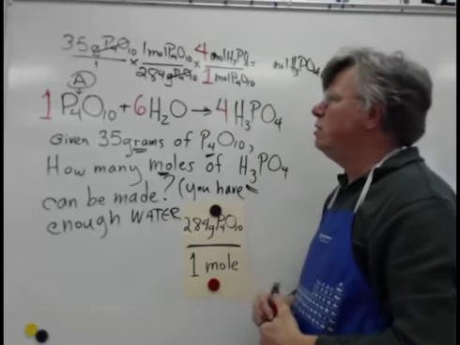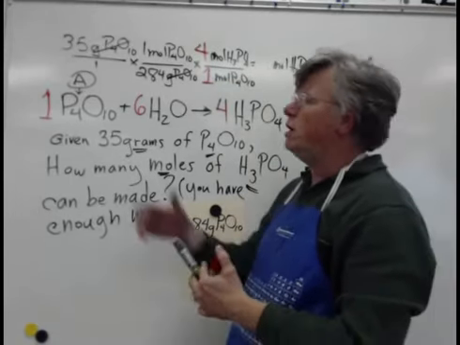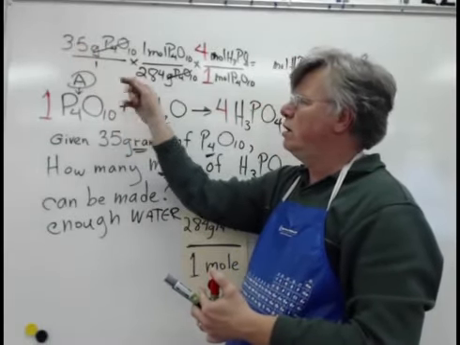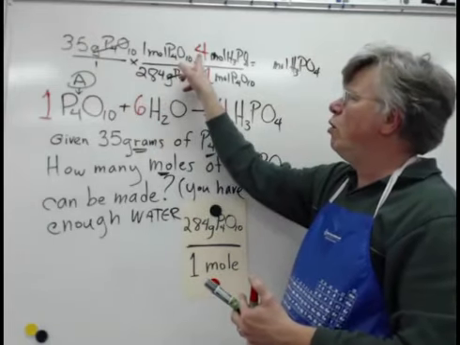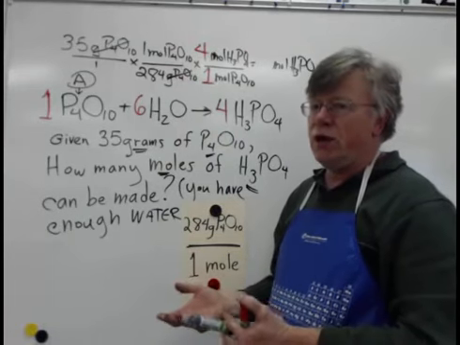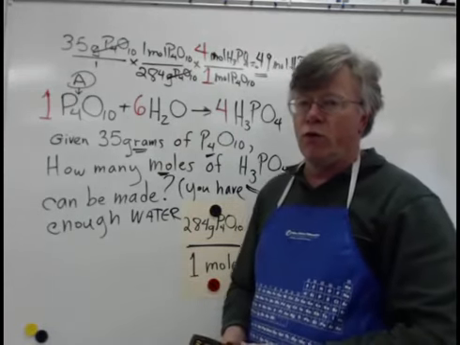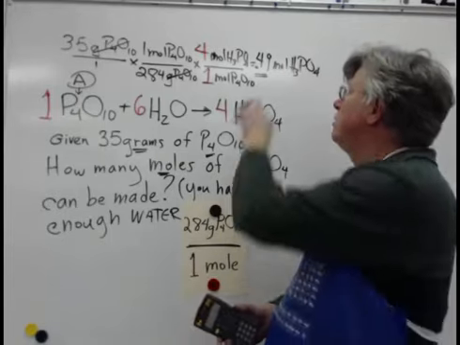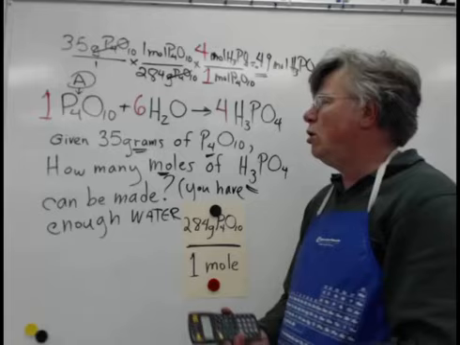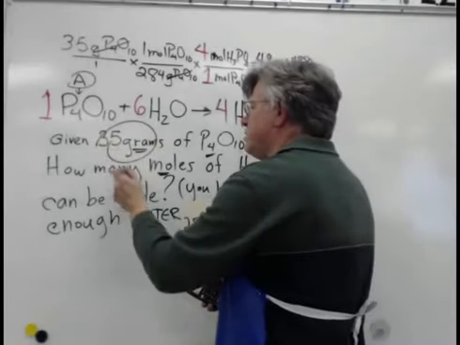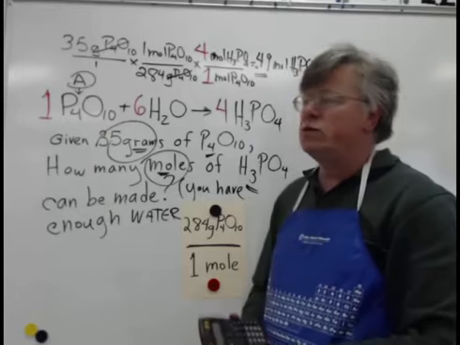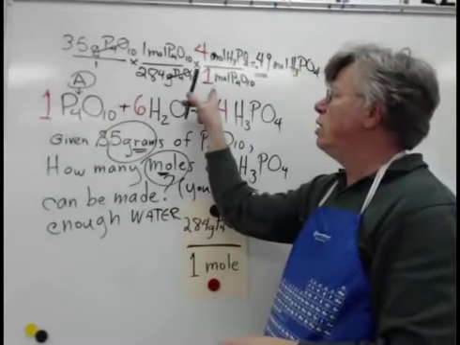The answer to this is going to be, the math is a little more complicated, 35 divided by 284, hit equal, times 4, hit equal, and that's your answer. So doing the math, you get 0.49 moles of H3PO4. So technically this is what we would call a mass to moles problem. A mass to moles problem is, as you can see, a two-step problem.